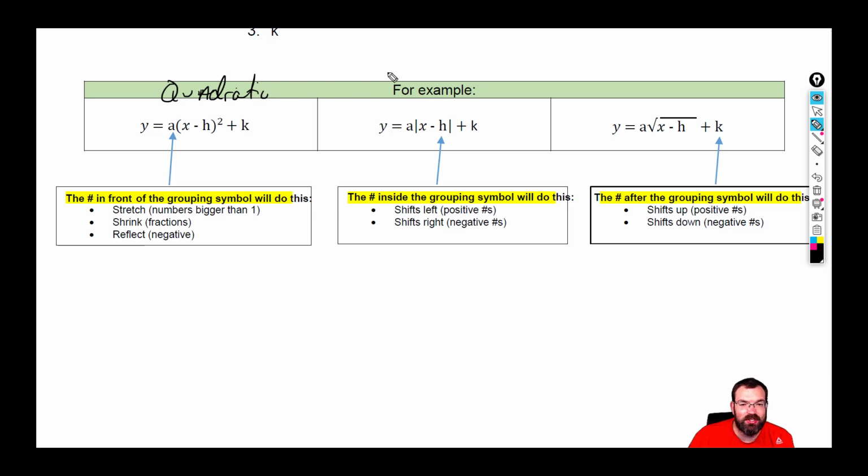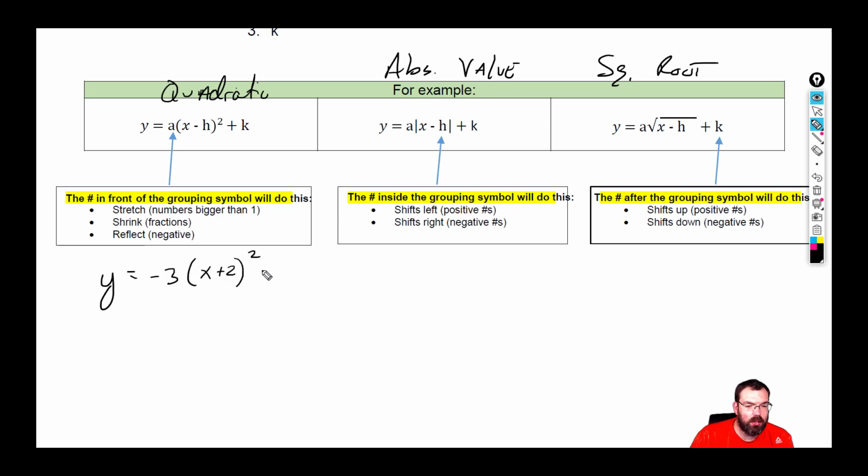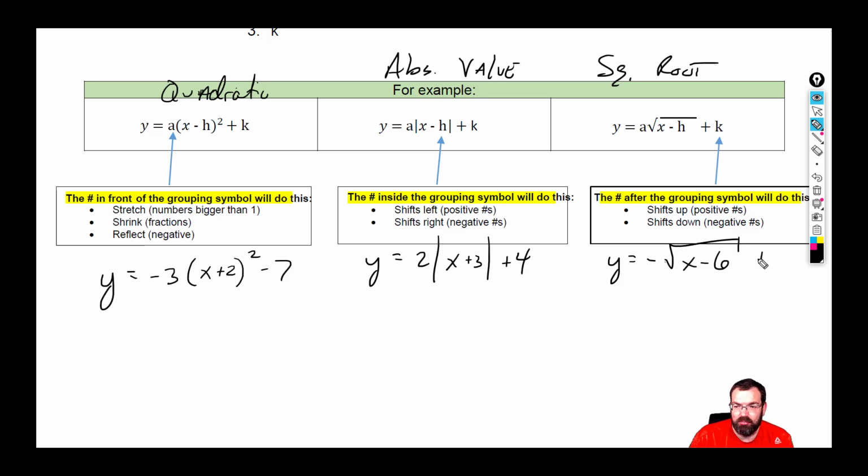This is quadratic, right? This is our absolute value. And this is our square root. So for quadratic, for instance, let's say y equals negative 3 parentheses x plus 2 squared minus 7. For our absolute value, y equals 2 absolute value of x plus 3, plus 4. And for our square root, y equals negative square root of x minus 6, plus 2.